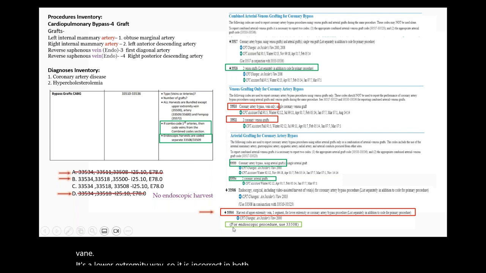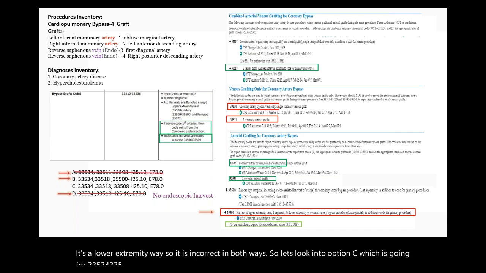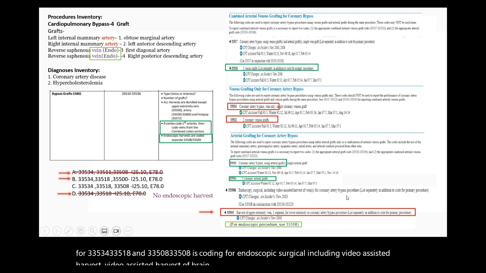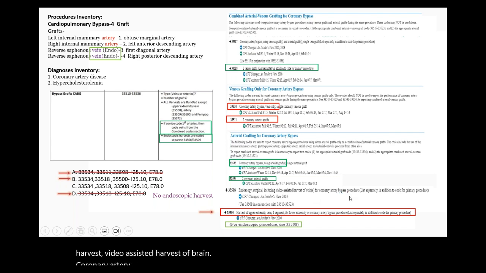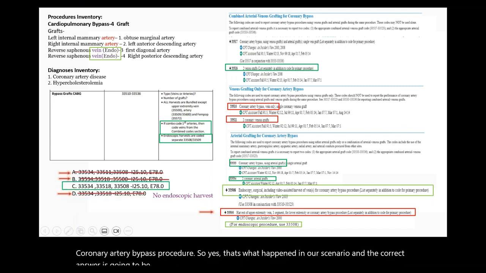So let's look into option C, which is coding for 33534, 33518, and 33508. 33508 is coding for endoscopic surgical, including video-assisted harvest of vein, coronary artery bypass procedure. So yes, that's what happened in our scenario, and the correct answer is going to be option C.